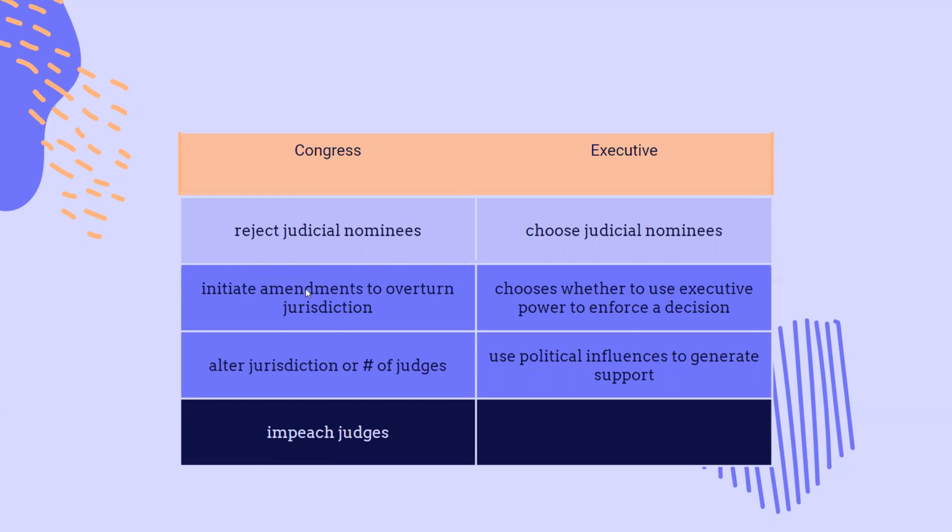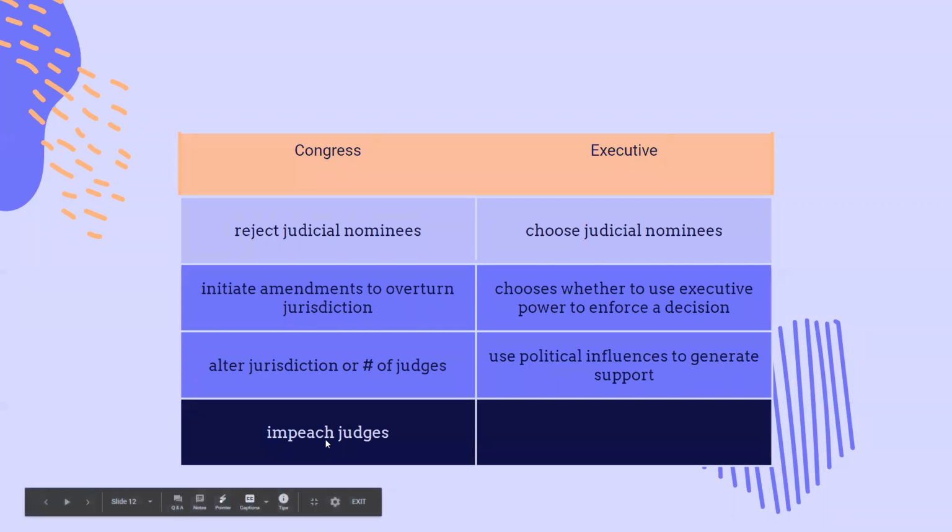So if the judicial branch makes a decision that Congress is not happy with, they can amend the Constitution to make sure that this decision is not made into law. Since the judicial branch is supposed to protect the Constitution, the judicial branch has to protect whatever amendment Congress makes. They can also alter jurisdiction or the number of judges, and they can also impeach judges.